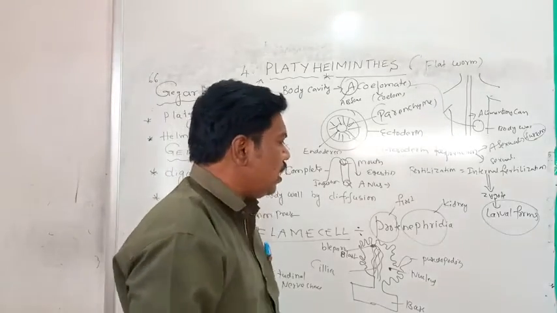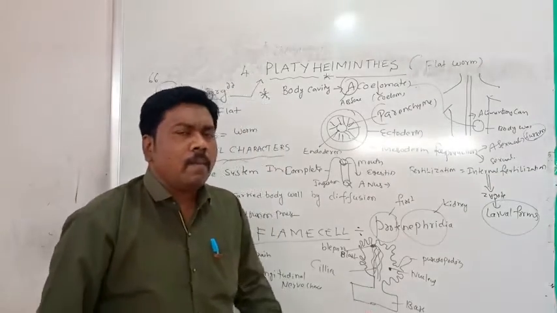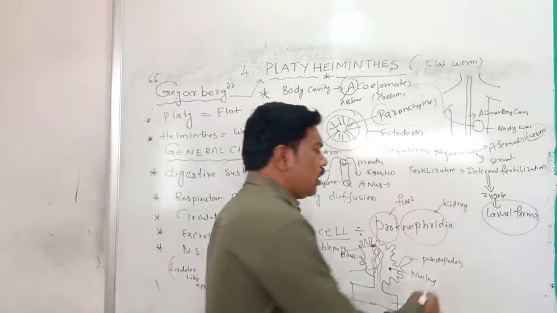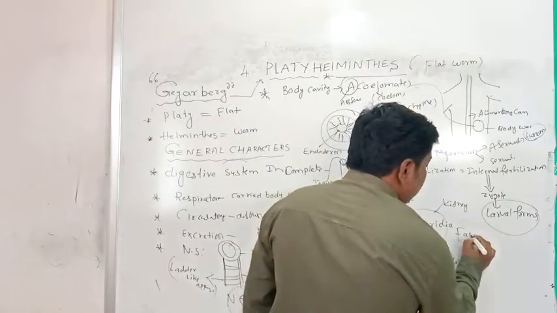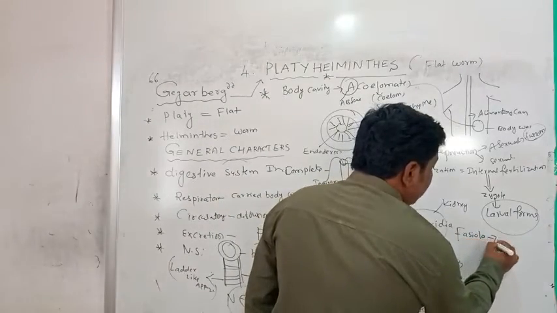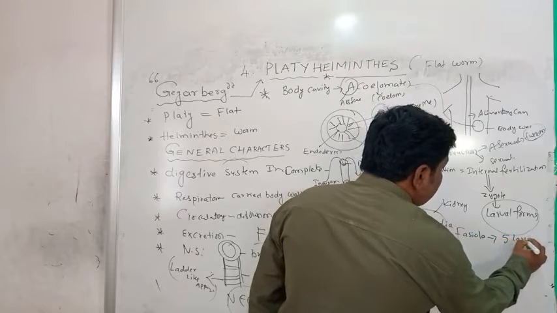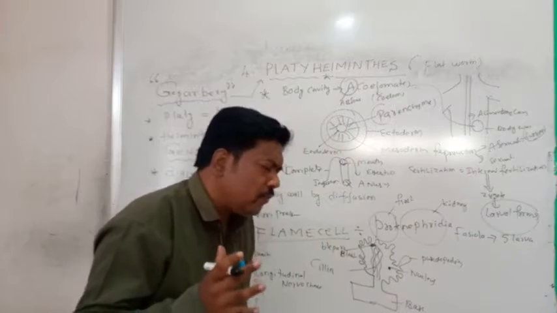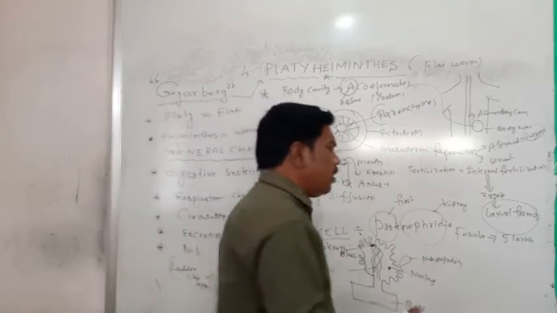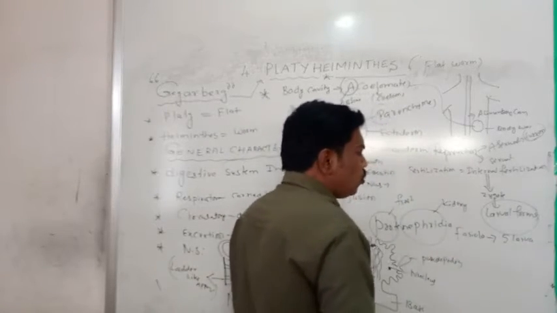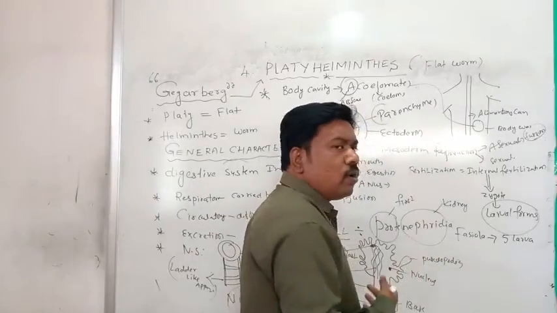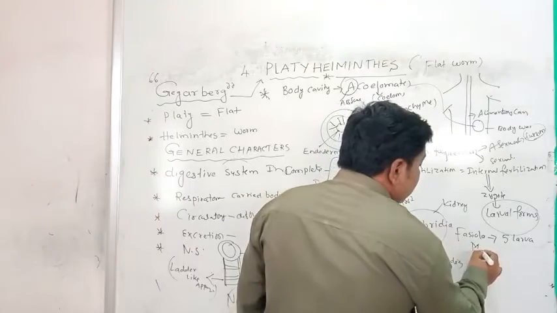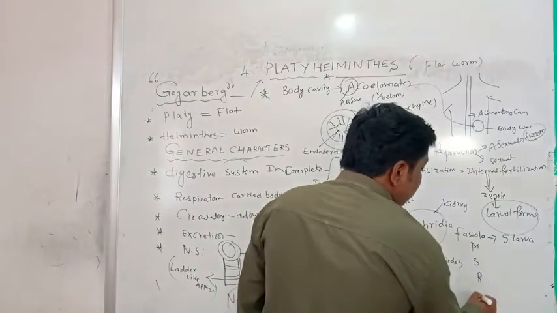For example, beta, as we know in this class, flukes, the liver fluke organism, that is Fasciola hepatica. This Fasciola hepatica organism produces five larvas. How to remember those five larvas? Very, very important, beta. For that, I am making a simple mnemonic to remember these five larval forms in sequence. That is M S R C M.